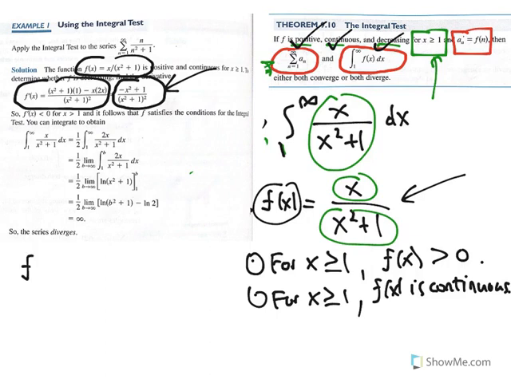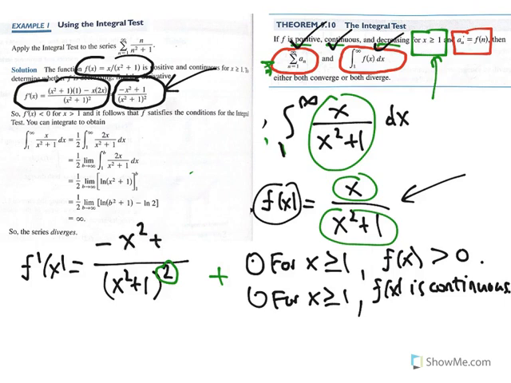Well, if you look at the denominator of the derivative, you have x squared plus 1 squared. So the denominator is always going to be positive because you're squaring x squared plus 1. Now if you look at the numerator, you have negative 1 times x squared plus 1. And for any x greater than 1, when you square it, you'll get a positive number, but then you multiply it by negative 1, so negative x squared will be negative.